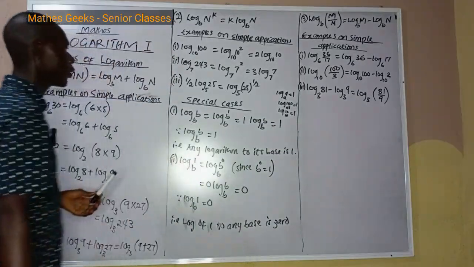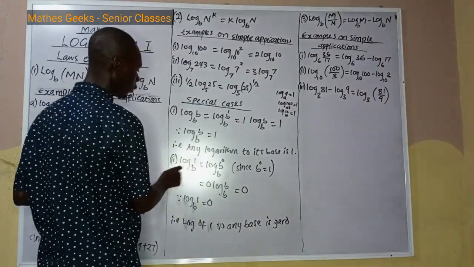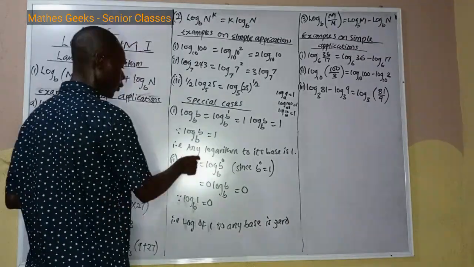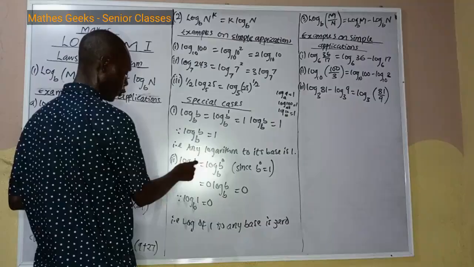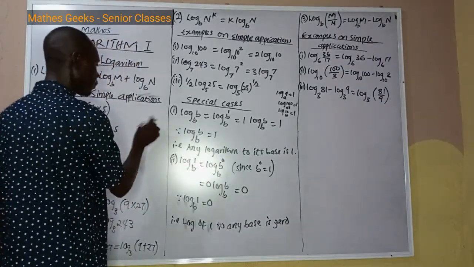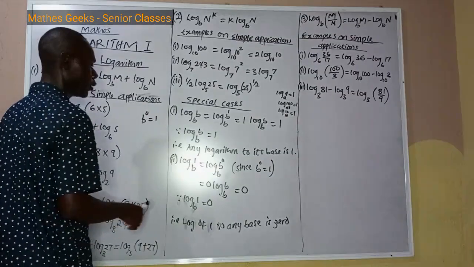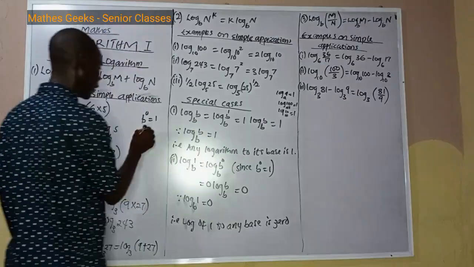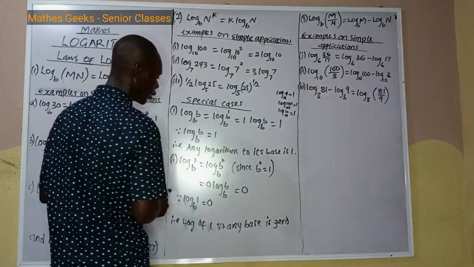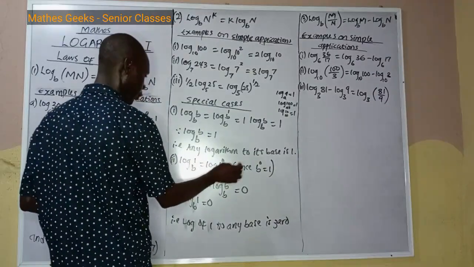Then the second special case we're going to look at is log 1 to the base b is equal to 0. Why? Because you can only get 1 from our index notation, from indices: any number raised to 0 is equal to 1. So of course 1 here implies that the number is raised to 0. So log of b raised to power 0, to the base b, is equal to 0.